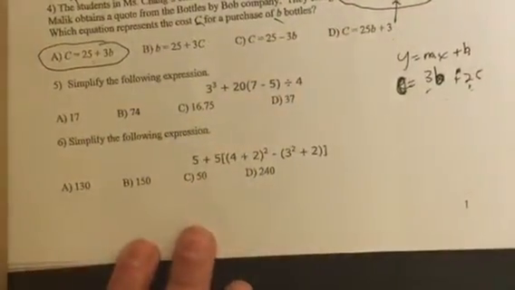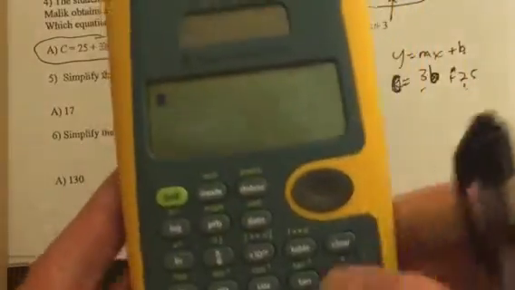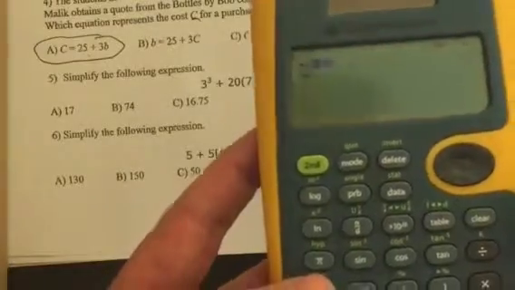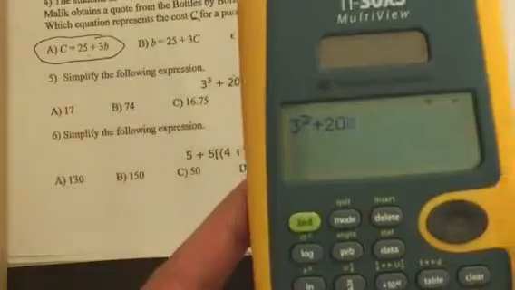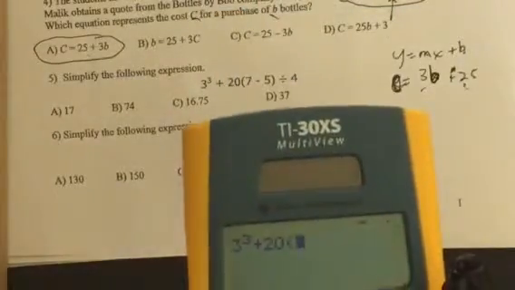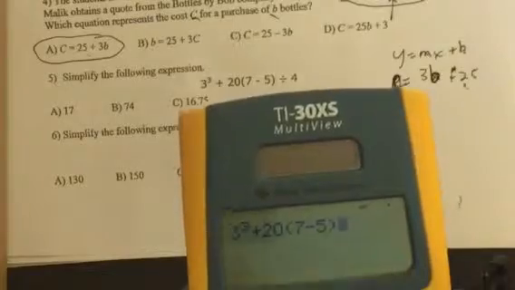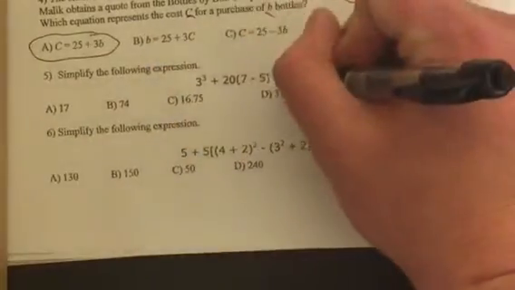So number 5 and 6. Number 5, you basically use a calculator. So if you look at number 5, it says 3 to the third plus 20 parentheses 7 minus 5 parentheses divided by 4. Enter. 37 is the answer. D.